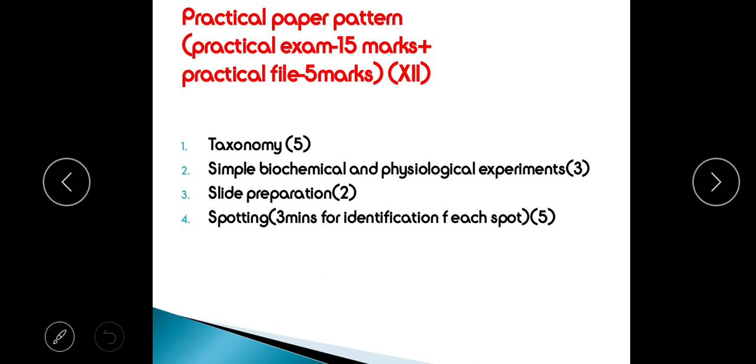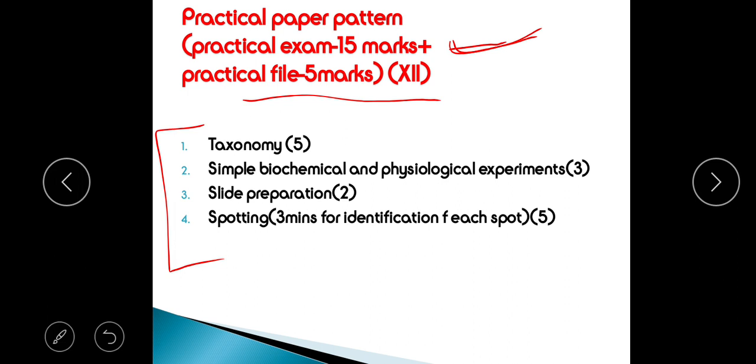Next, you have the practical papers. In the practical papers, there are 3 parts actually. The practical examination consists of 15 marks. Whatever practicals are conducted throughout the year will be written in a lab manual, and that lab manual will carry 5 marks. Now these 15 marks will be divided into 4 parts. 5 marks will be given for taxonomy, that is flower identification and everything. Next, simple biochemical and physiological experiments will be 3 marks. Slide preparation will be 2 marks, and spotting will be 5 marks.